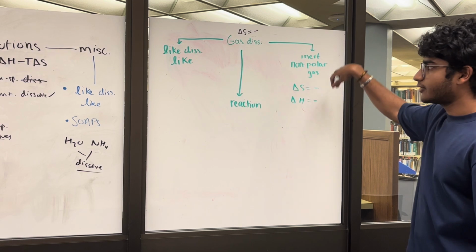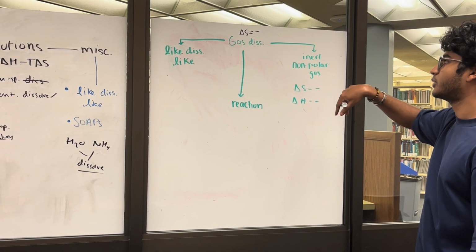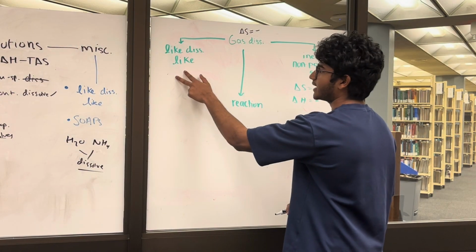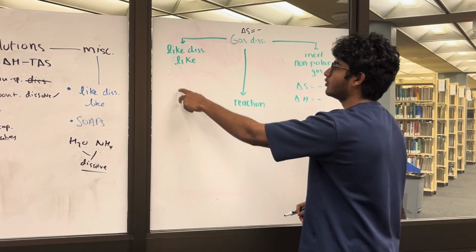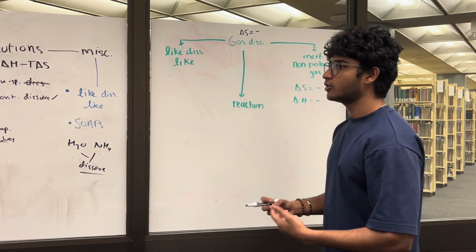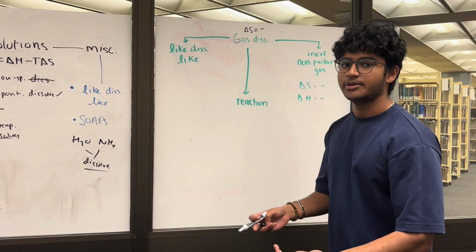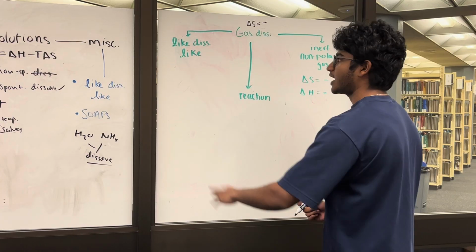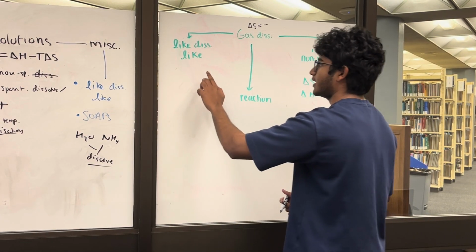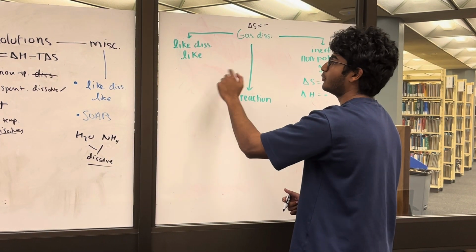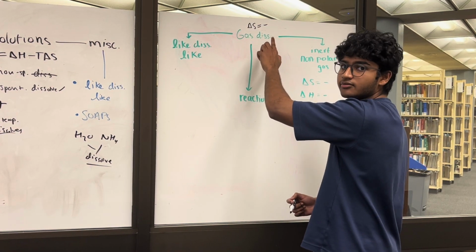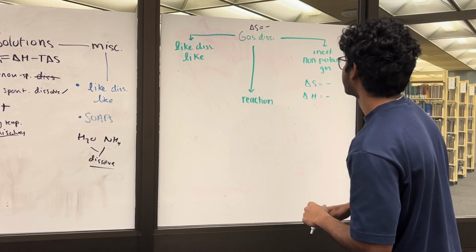So what are the different situations that can happen when you have a gas dissolution? The first one is going to be a like dissolves like type situation. So you have a gas that is polar or has hydrogen bonds and it mixes with water, it will dissolve into the water, right? So that's pretty similar to miscibility, and it will dissolve into the water, but you need to know that even if it dissolves, the delta S is still going to be negative. So make sure you keep track of that.